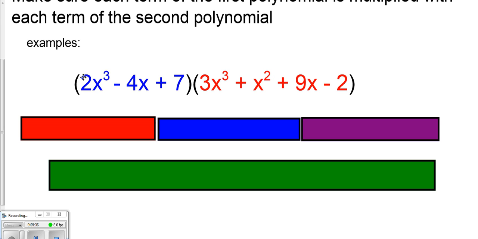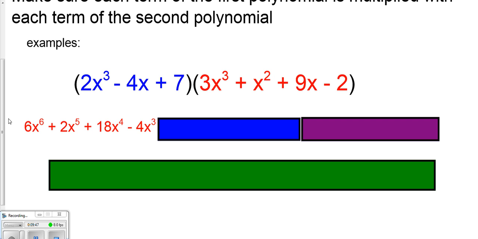So let's try this out. 2x cubed times 3x cubed. Coefficients 2 and 3 make 6. X cubed and x cubed, when you multiply them, make x to the 6th power. So 6x to the 6th. That one was this times this. Now when we go 2x cubed times x squared, the coefficient of 2 remains. X to the 3 and x to the 2 make x to the 5. When you're multiplying these, all you need to do is add the powers.